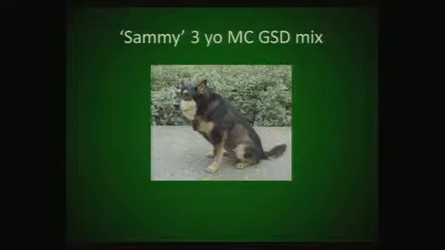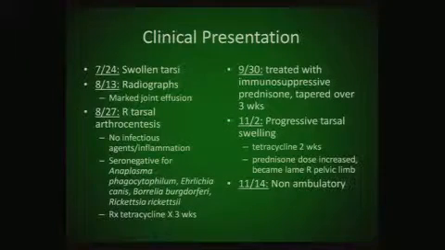And Sammy is a 3-year-old male-neutered German Shepherd dog mix. And he originally presented to one of our house officers for the primary problem of swollen joints. He saw his local vet back in July for swollen tarsal joints, and they did a single joint tap and found no evidence of inflammation in the synovial fluid. They did some testing for vector-borne infectious diseases, all of which antibody titers to all of those diseases that are listed up there were negative.